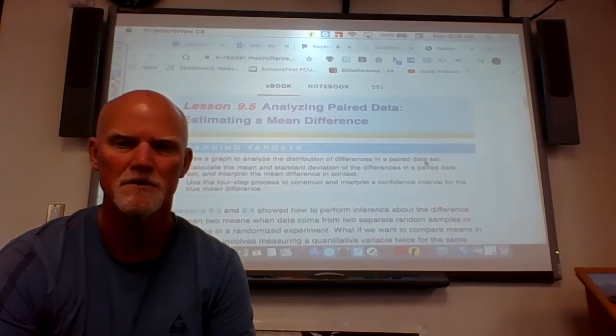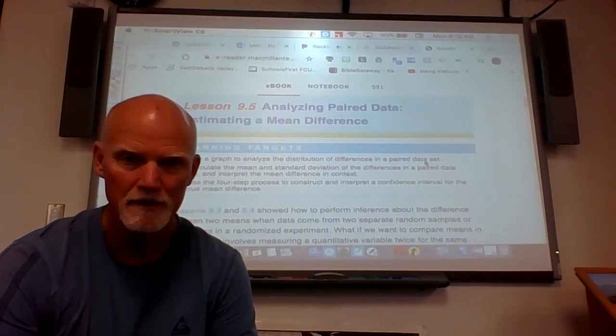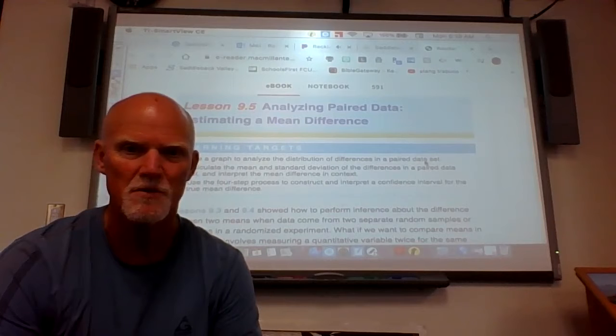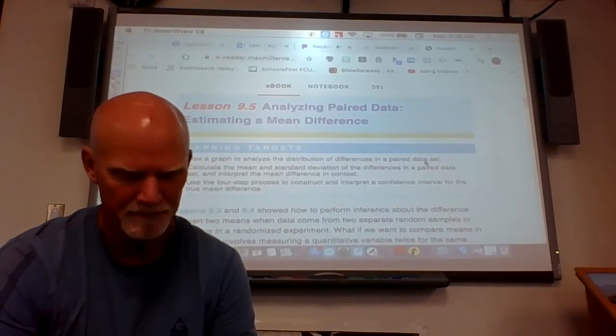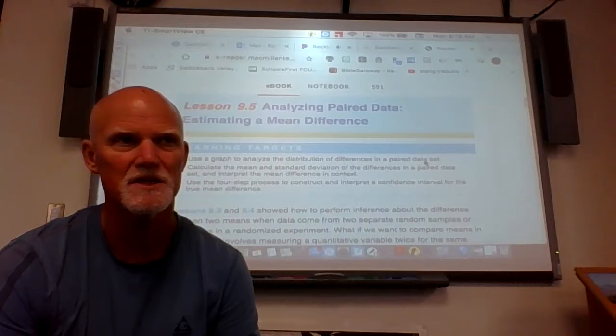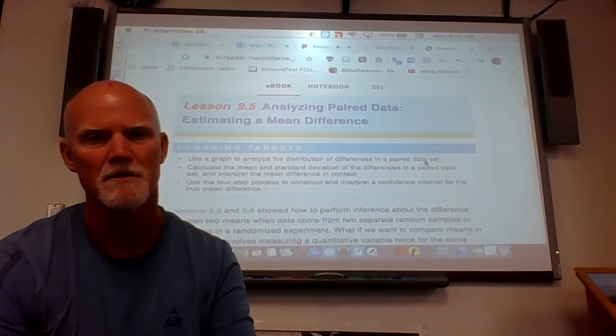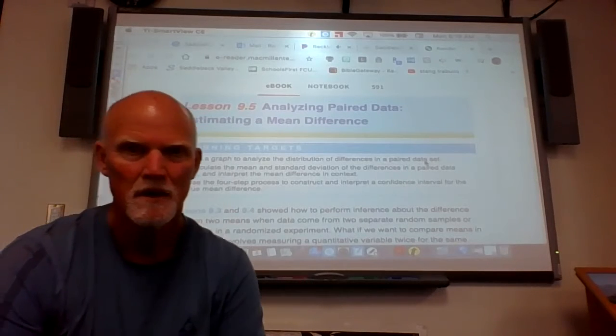It is titled paired differences, or estimating the mean differences. Now, how is this different than 9.3 and 9.4?